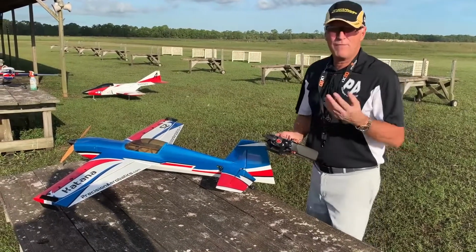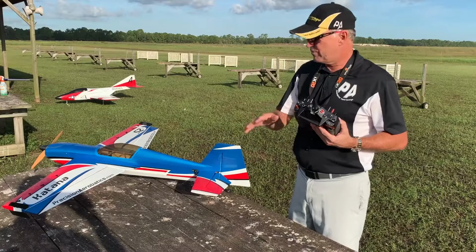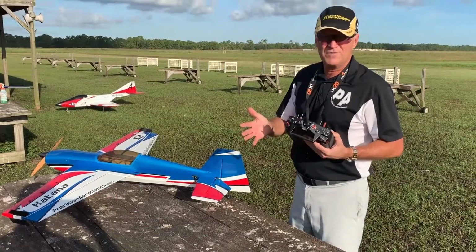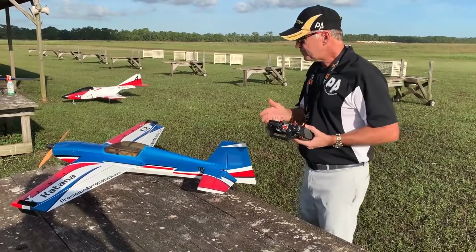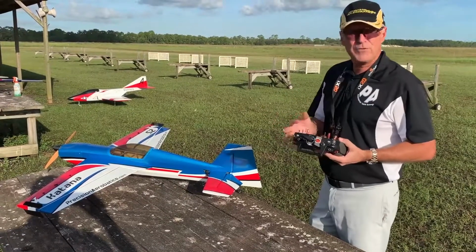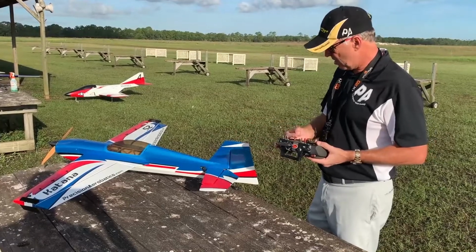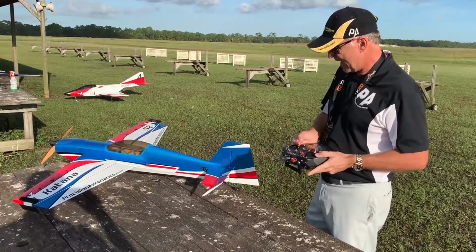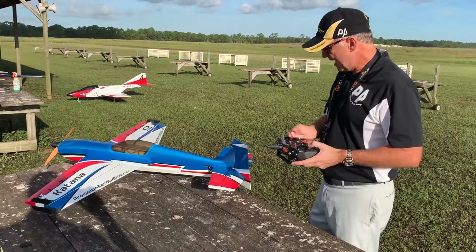Now, I set 4 rates on a lot of my 3D planes because some of them on the full 3D rates just don't want a rolling Harrier very well. They just have a little bit too much control, or maybe the ailerons are a little too fast. So in this case, for full 3D rates, I generally max everything out, which is all I can get from the elevator. Okay, all I can get from the rudder.